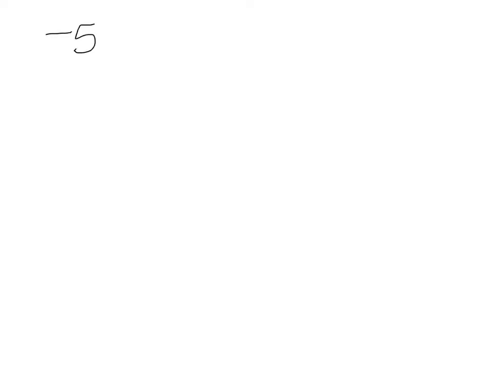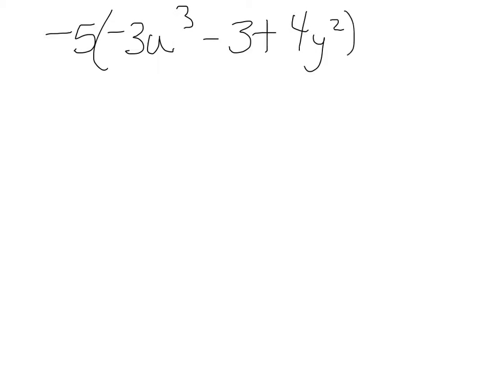Second example, let's do negative 5. And on the inside, negative 3u squared minus 3 plus 4y squared. Same idea, we're going to multiply each of the terms inside the parentheses by the negative 5. Slow down, take your time, there's no rush here.